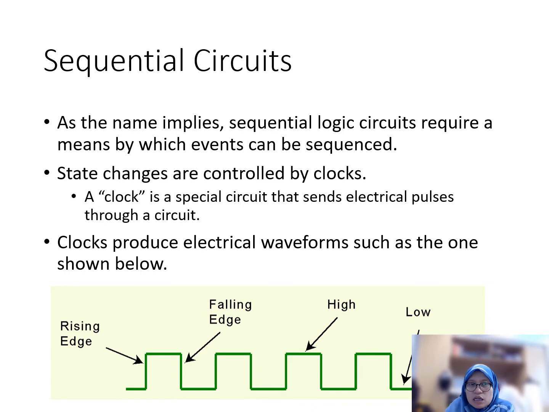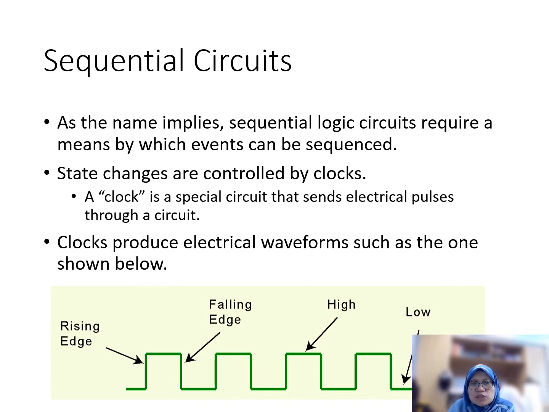Now I will continue with the next category of circuit, which we call sequential circuits. As the name implies, sequential logic circuits require a means by which events can be sequenced. It's like we want to create a sequence of numbers, so we want to get the result or maintain the result. That means we require events that need to be sequenced. So state changes are controlled by a clock.